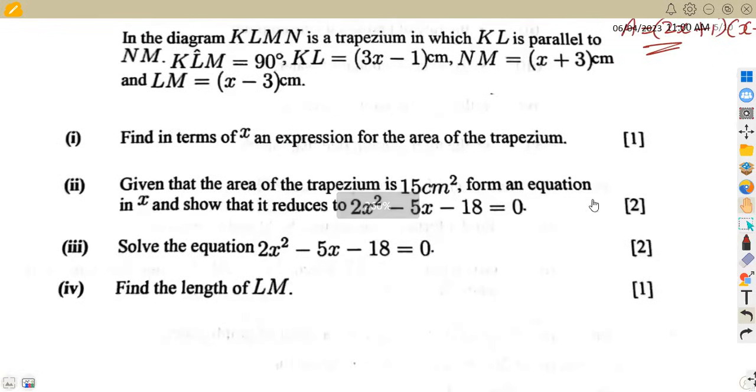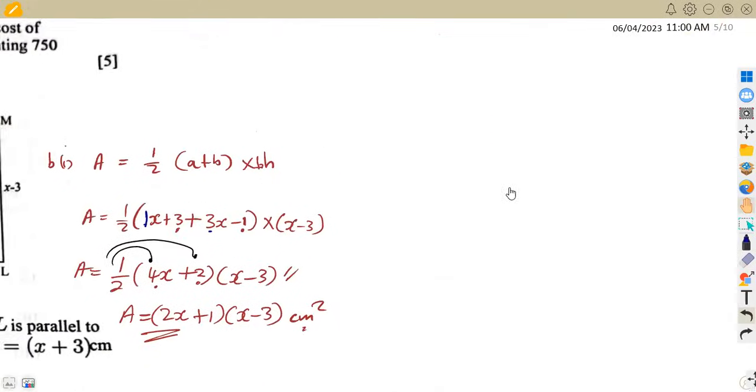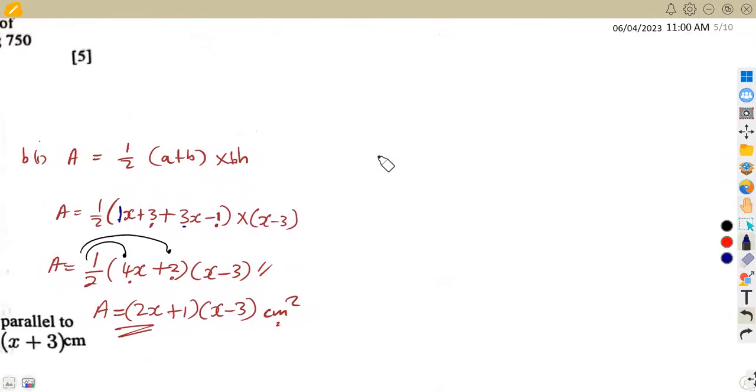Now they are saying this area that we just determined, its expression, is equal to 15 square centimeters. Form an equation in x and show that it reduces to this equation. 2 marks for that. So take note, already we have got our expression for area, so this is just going to be a continuation from the area formula that we have. We are given that this area is 15 square centimeters. So we are just going to substitute in place of the area A, meaning to say 2x plus 1 into x minus 3.